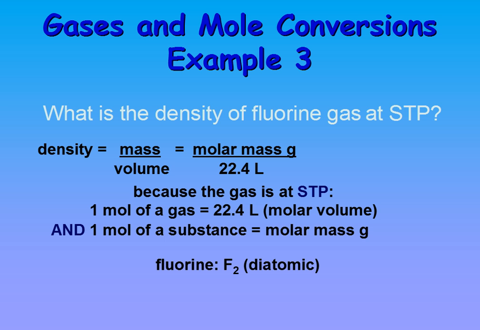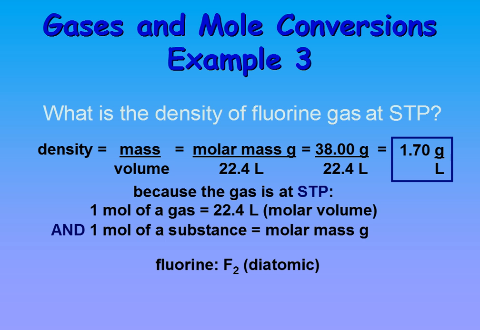We need to remember that fluorine is a diatomic element, so when we find the mass of fluorine, we need to double 19 and get 38 for that because of the 2 fluorines that are always present when you have a molecule of fluorine. Divide that by the 22.4 liters. We have 4 sig figs in our molar mass, 3 in the 22.4, so we're going to have 3 in our answer, which will be 1.70. We'll round it up from 1.69, and both units are included because it's a ratio of mass per volume. So 1.70 grams per liter.